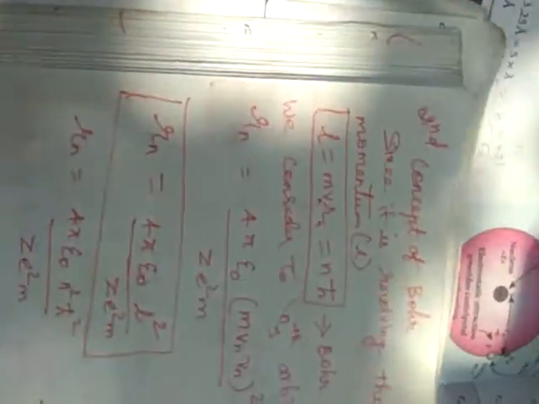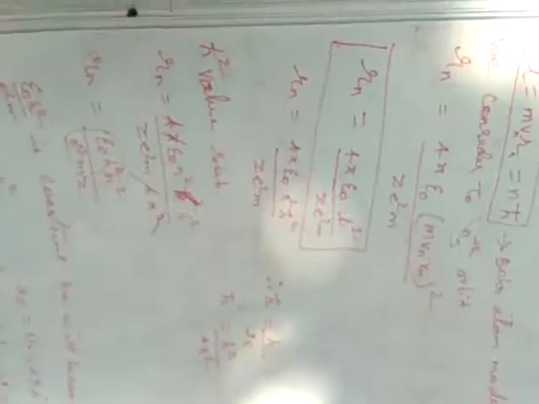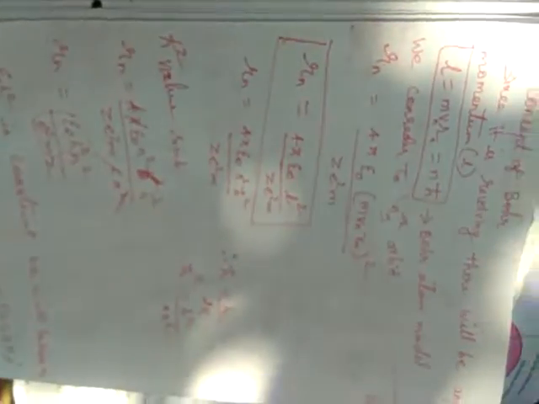This is the first concept of the Bohr atomic model. For the second concept of the Bohr atomic model, since the electron is revolving, there will be angular momentum. Since the electrons are revolving around in a circular orbit, they create angular momentum.